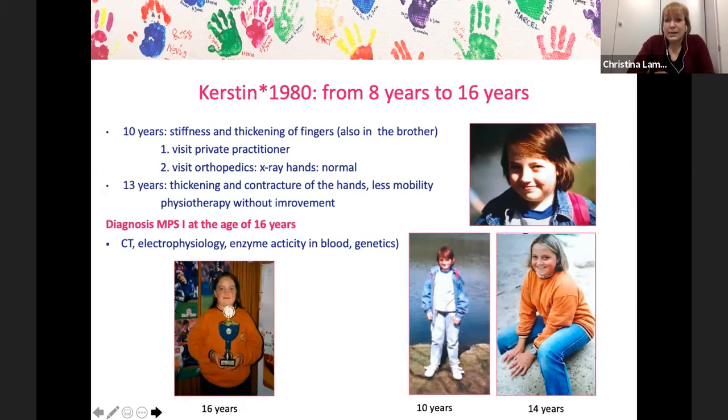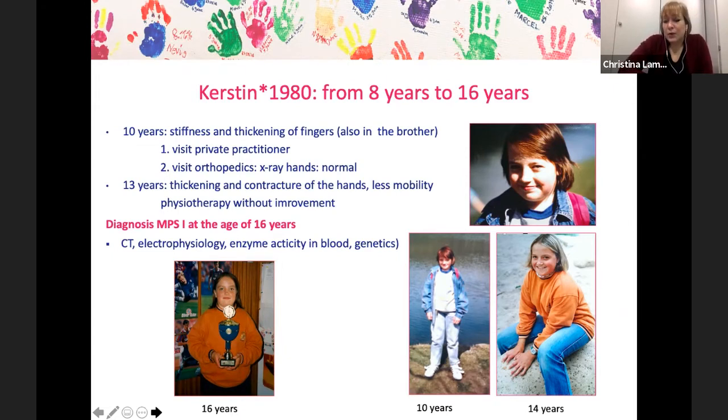Between 8 years and 16 years, actually, there was the first suspicion that something is wrong, because at the age of 10 years, she was suffering from stiffness and thickening of the fingers, and also in the brother. And this made especially the grandmother think that something is wrong, because they were playing cards or memory, and she was not able to turn around the cards in a proper way. She was too stiff. She was also not able to do some work with the fingers because of the thickening of the joints and the fingers.